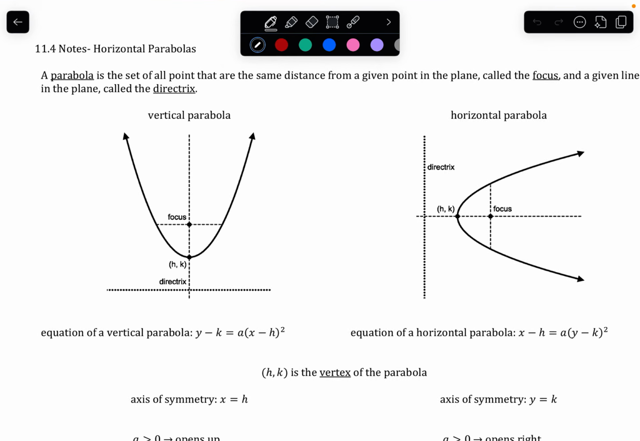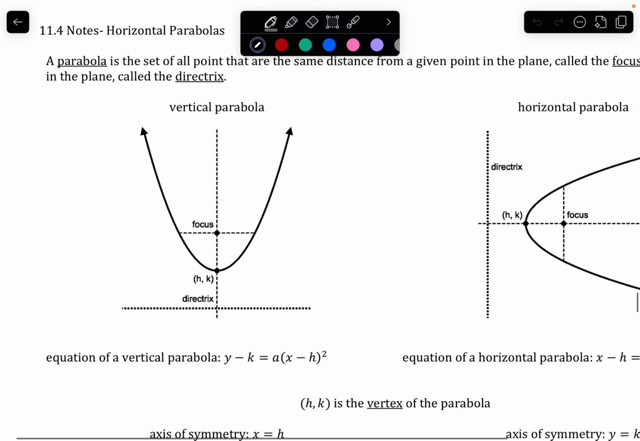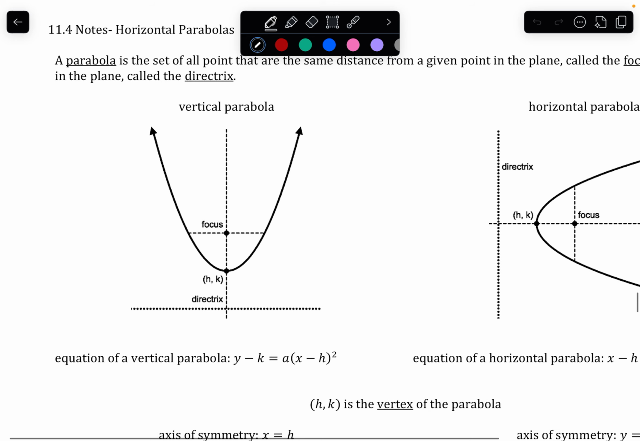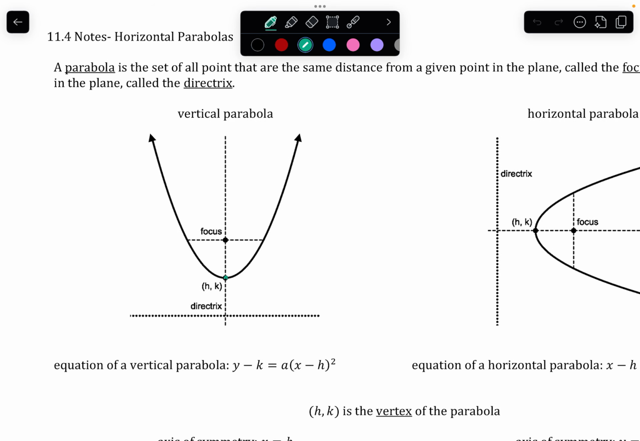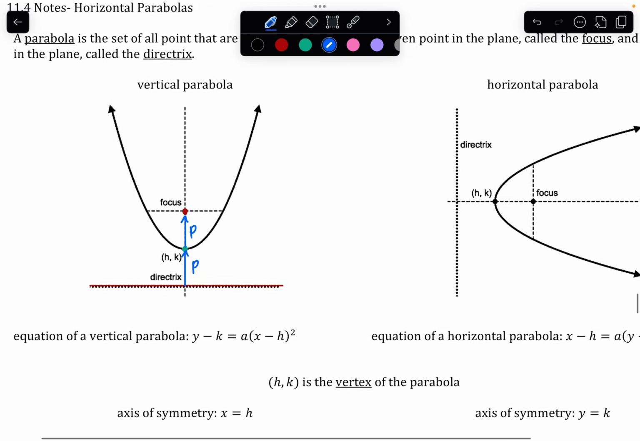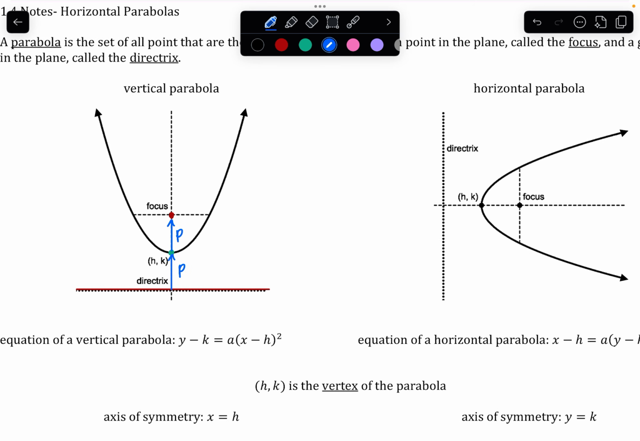All right, in the last lesson, we talked about vertical parabolas, and we talked about how the vertex of your parabola is always equidistant from the focus, which is a point, and a directrix, which is a line. And so the distance from the vertex to the focus gives you your p-value. You could also do directrix to focus. That would be the same distance. The important thing is it is signed.